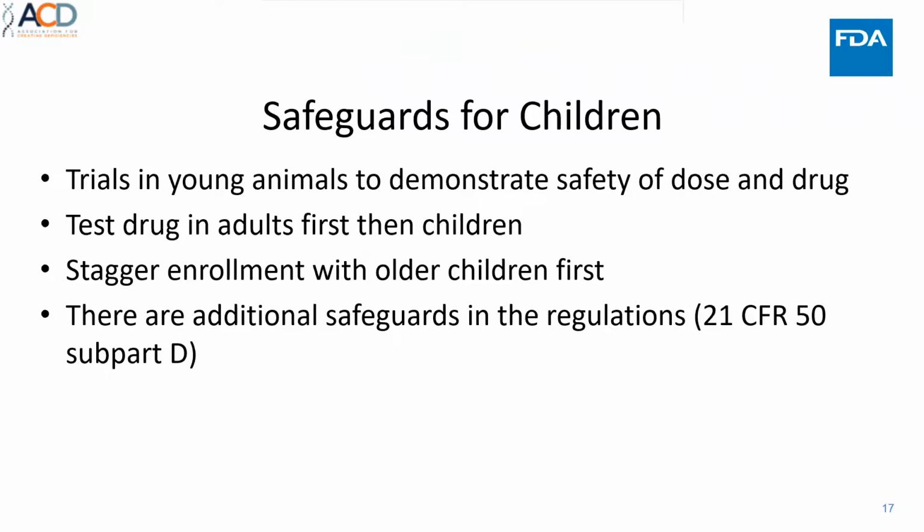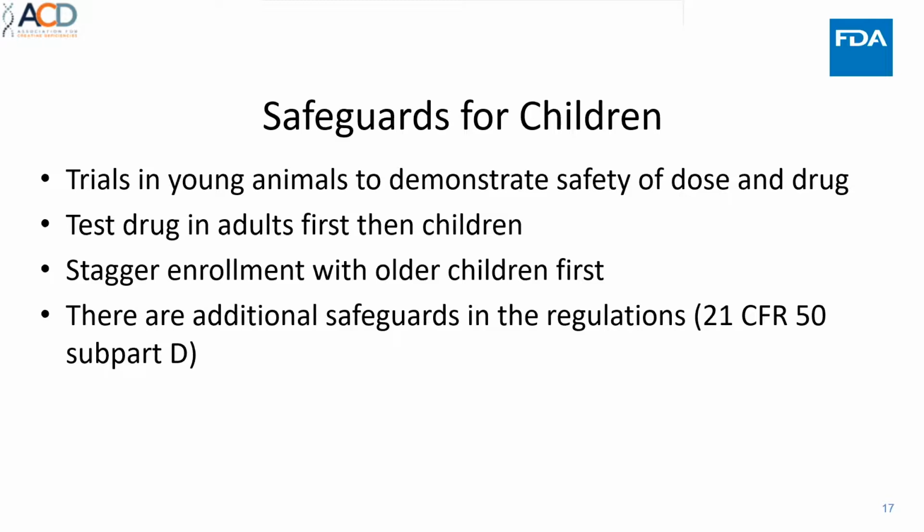Sometimes we can get the data to label the drug for children from the adult data, but oftentimes we can't, and we have to have trials in children. So there are a number of safeguards for children. Oftentimes we will have animal models that are juvenile animal models that will demonstrate the safety of a dose and the drug, so we can try to pick that initial dose for children.